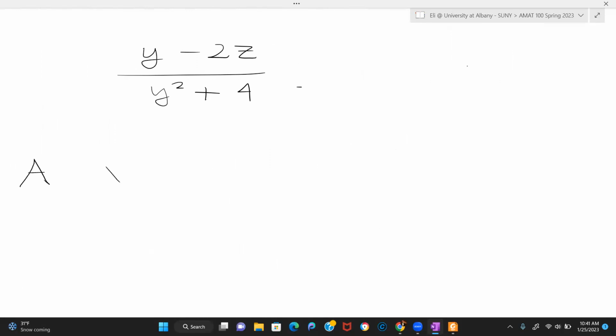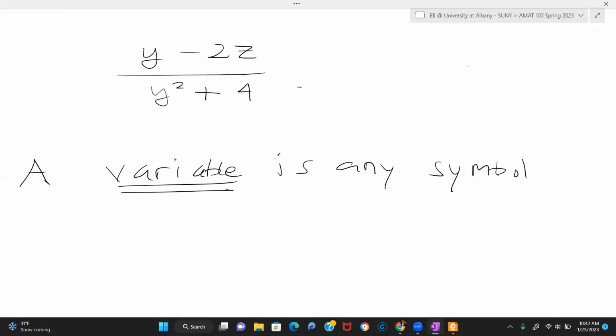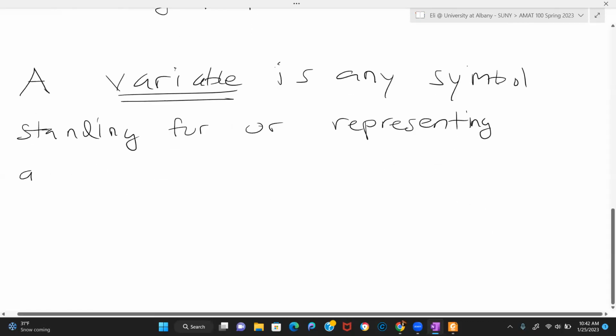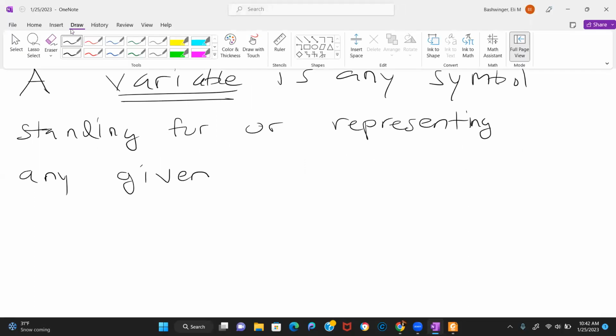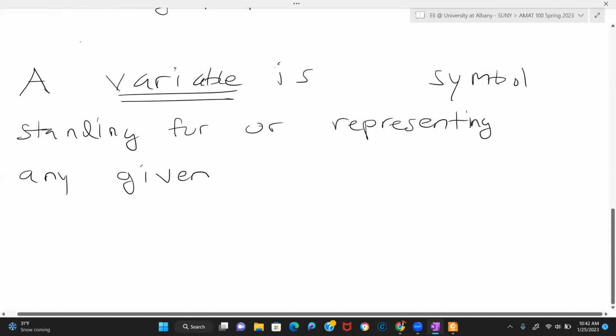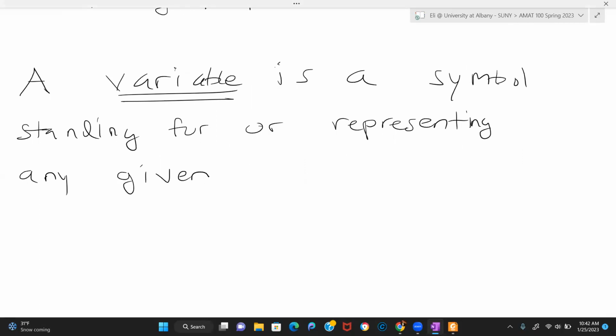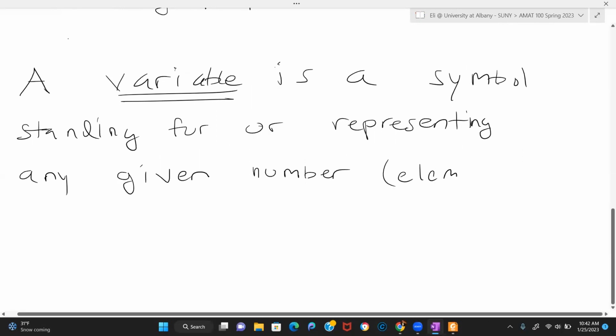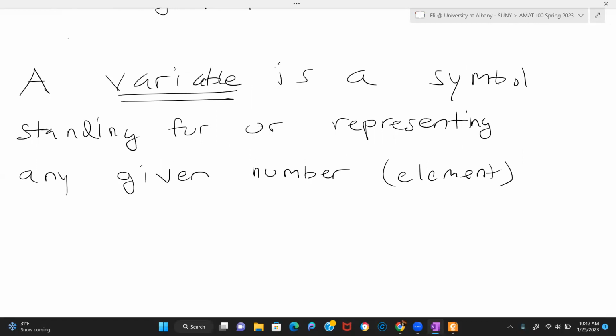So a variable, let me say what a variable is. A variable is any symbol standing for or representing any given number or element from a given set.